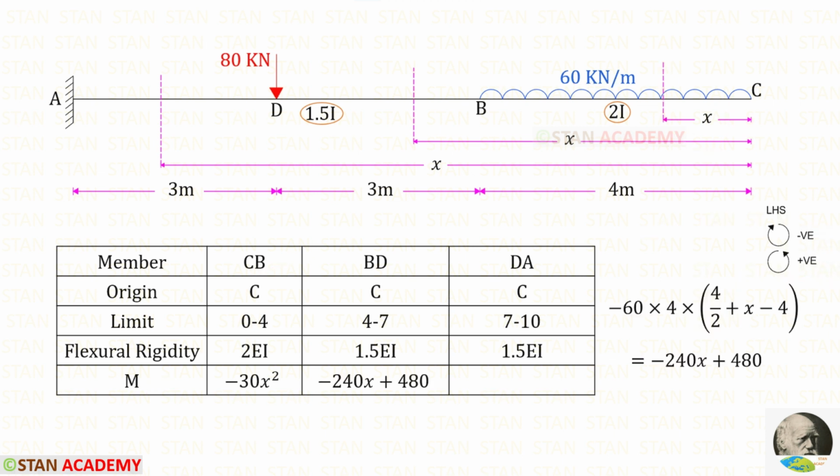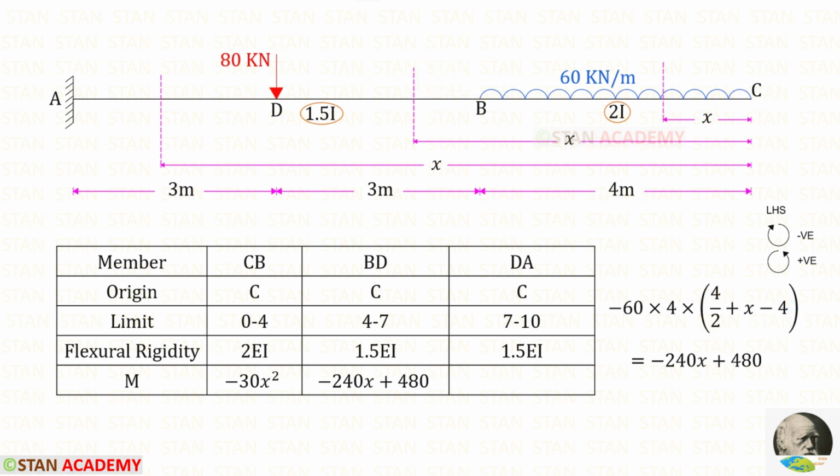Now let us find the moment in BD. Up to the section we have only uniformly distributed load. The UDL is acting in the clockwise direction so that it will be negative. It is acting for a distance of 4. So we have to multiply with the 4 and then we have to open a bracket. We have to divide the distance 4 by 2 and then we have to add the remaining distance. This distance is x minus 4.